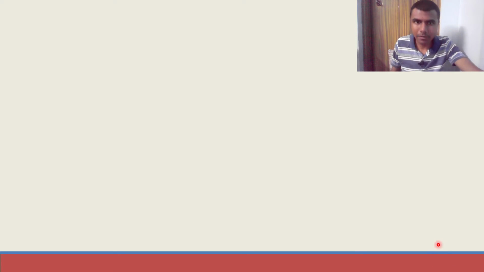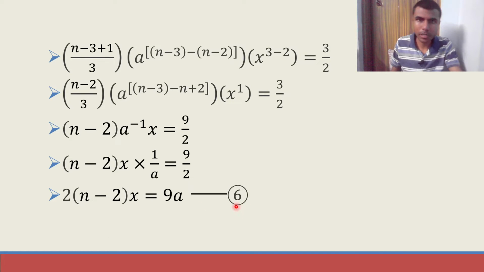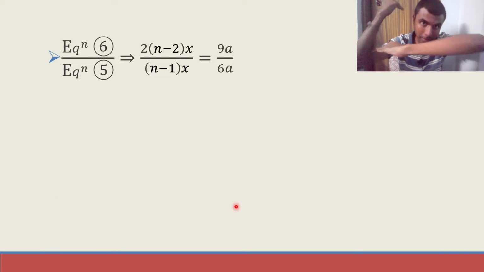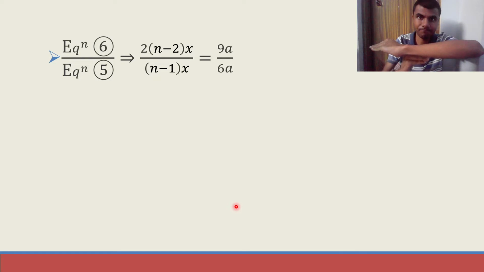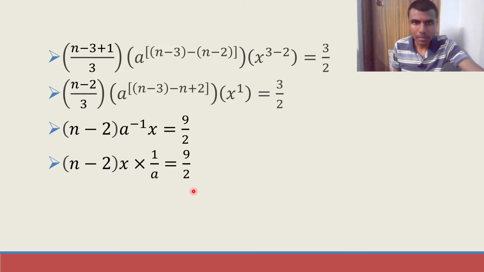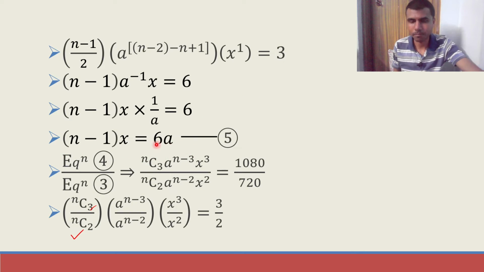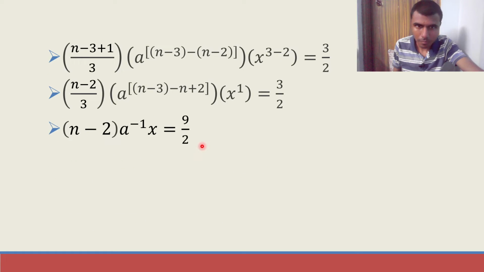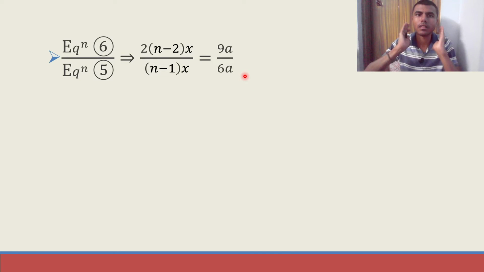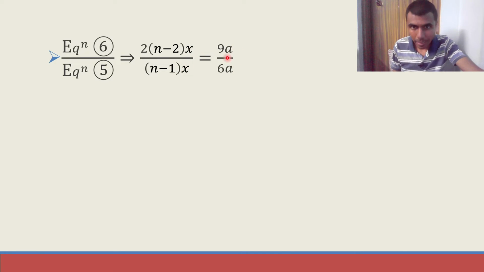Okay chalo, now equation, we marked this as equation 6. Now what we are going to do is equation 6 by equation 5. Equation 6 is this, just the one which we just got, 2 into n minus 2 into x equal to 9a. Equation 5 we got earlier, n minus 1 into x equal to 6a. So if I divide those two, I'd get something like this. Now x cancel, a cancel, so 2 into n minus 2 by n minus 1 is 3 by 2.